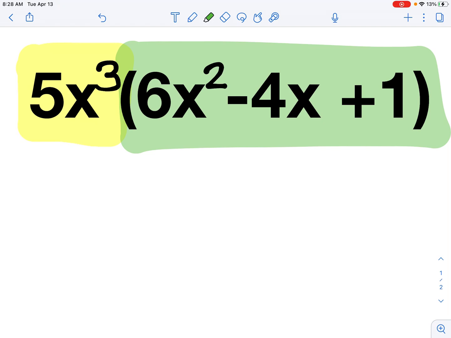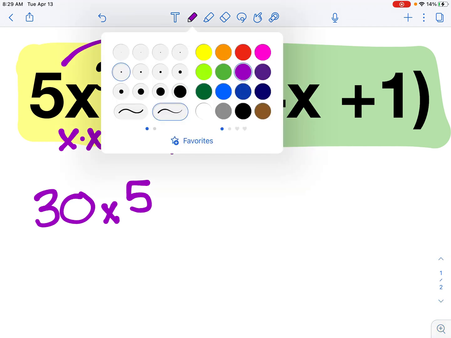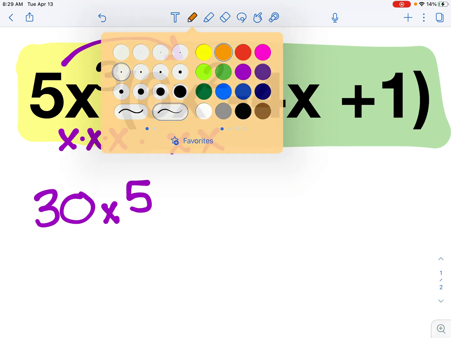All right, we're back and ready to check. Let's do this distribution. So we're going to multiply by my first term. 5 times 6 would give me 30. And x to the third times x squared would give me x to the 5th power. 3 x's being multiplied on the outside times the 2 x's already being multiplied on the inside. So 30x to the 5th is my first term.